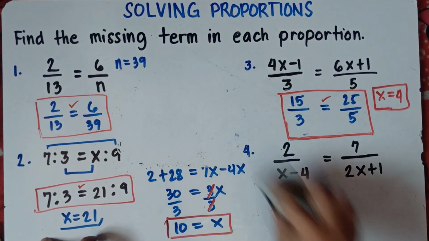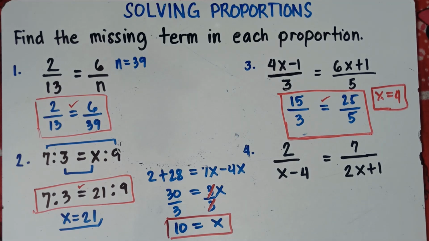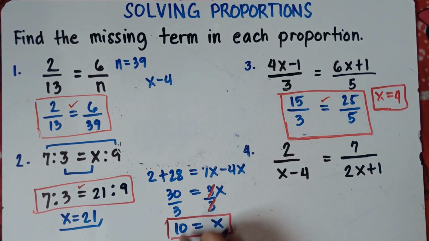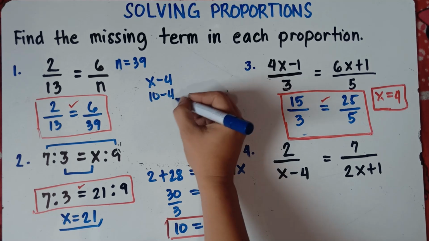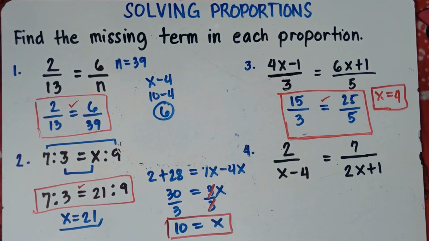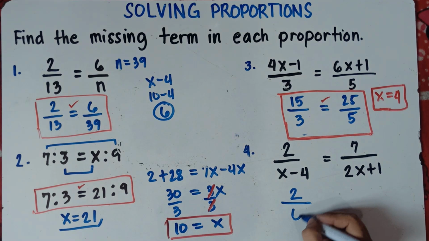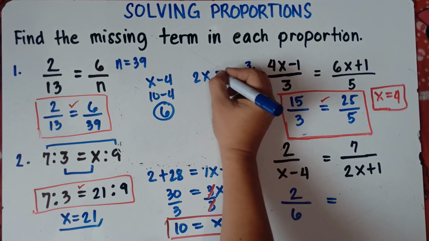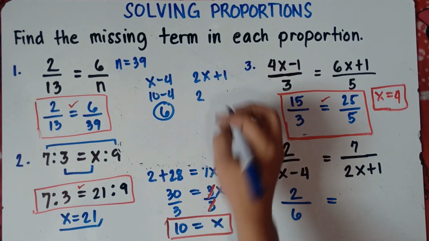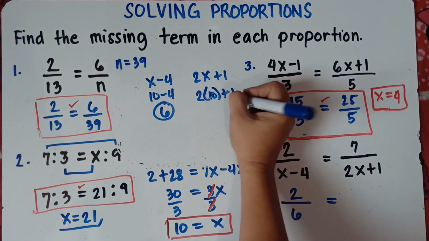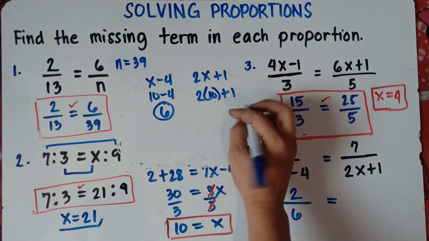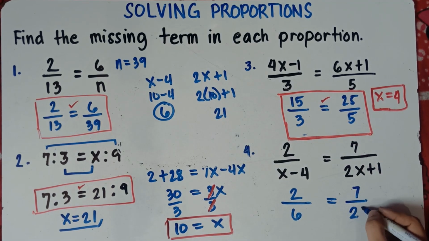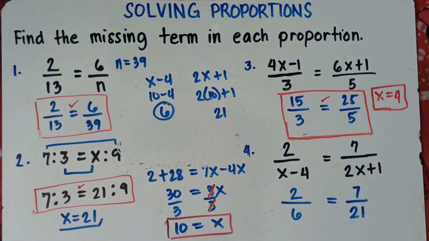Alright, so substitute the value of x. This will be x minus 4. So x minus 4, our x is 10. 10 minus 4. Therefore, this is 6. So this will be 2 over 6 equals the other one, 2x plus 1. So 2x plus 1, and our x is 10. 2 times 10 plus 1. So 2 times 10, that is 20, plus 1, that is 21. So this will be 7 over 21. And our x, class, is 10.